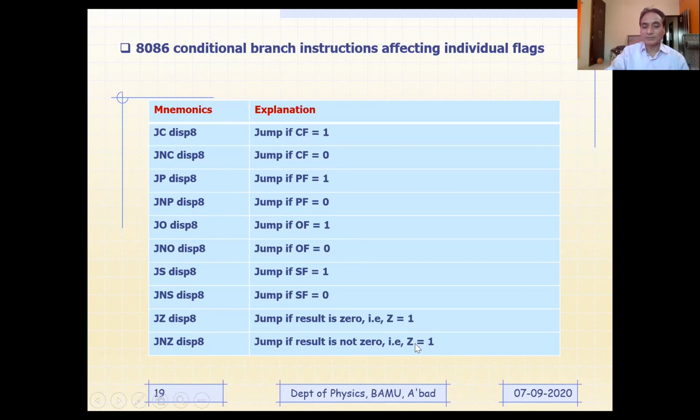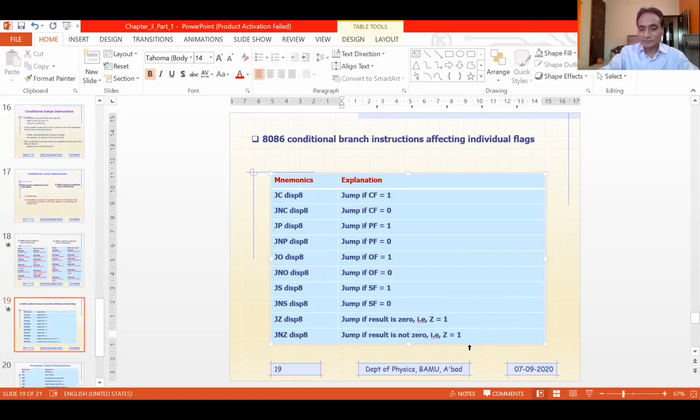So this is jump if not equal to 0. This is Z equal to 0. This should be equal to 0.